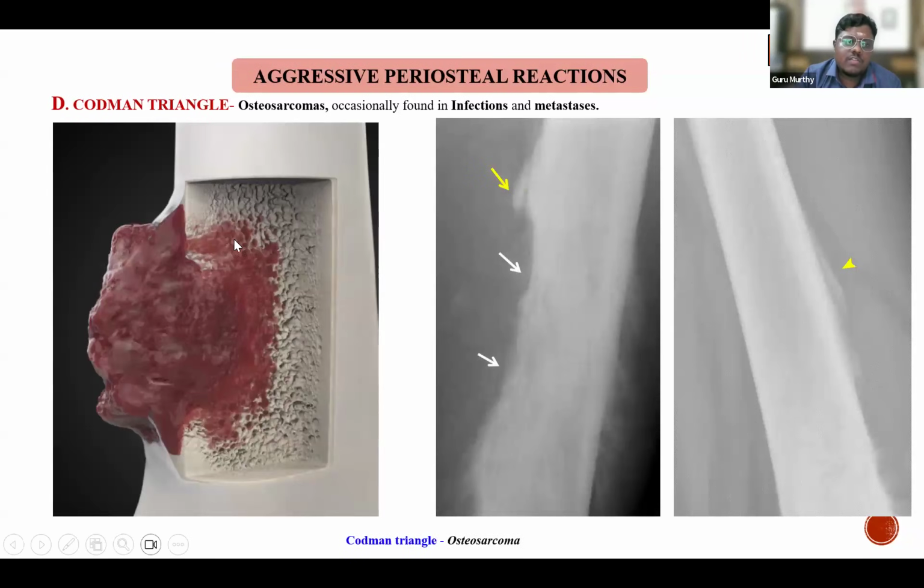Then Codman's triangle. If you see, the lesion is trying to outgrow what the periosteum can contain. So it just gets lifted and appears as a triangular piece of bone along the periosteum. This is the triangular piece of periosteum appearing at the ends of the margins of the lesion, suggestive of Codman's triangle. The same thing can be appreciated in this X-ray. Here you see a triangle shaped periosteal reaction at the margins. Think of Codman's triangle and hence an aggressive type of periosteal reaction.